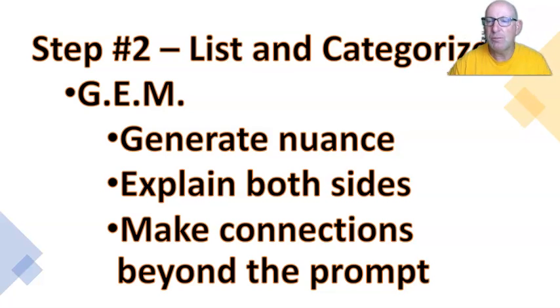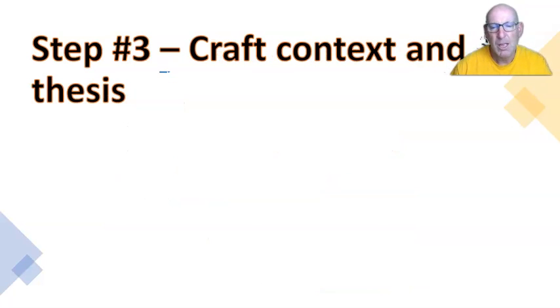But you have to first of all begin thinking of, how do we respond to generating nuance? How do we explain both sides of this issue? And then lastly, how do we make the connections beyond the prompt? So I'm going to try and unpack what those things are here in a moment, okay? The next thing, after you determine the nuance and how both sides might look at this, and what connections are beyond the prompt, you need to craft your thesis and create a contextualization.